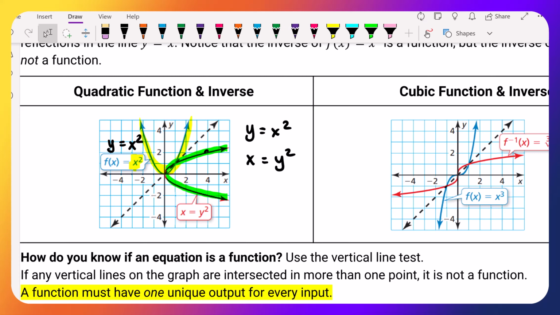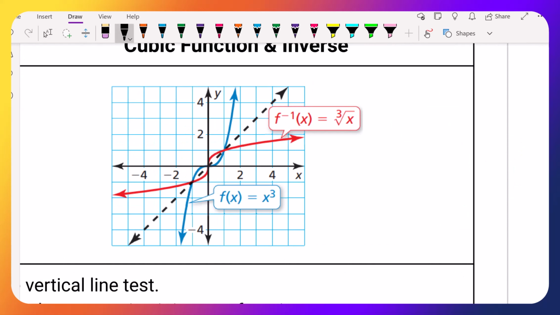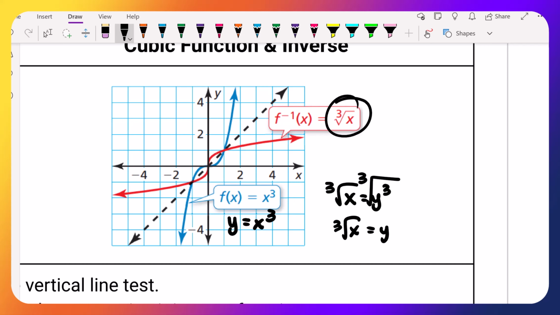So if you looked at a point here, this is point 4, 2. The inverse is going to be located at 2, 4 because you are simply swapping the x and the y coordinate. So if you look at the one on the right, this one is your cubic parent function, which is the blue roller coaster kind of design. And then what you would do, instead of doing y equals x to the third, you would have x equals y to the third and solve for y. So that's why you're winding up with a cube root here as the inverse.